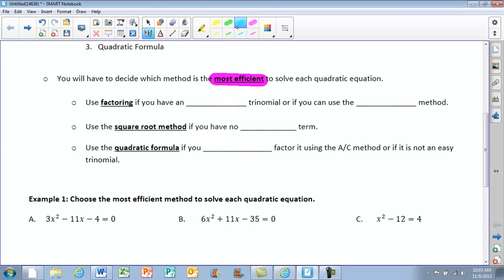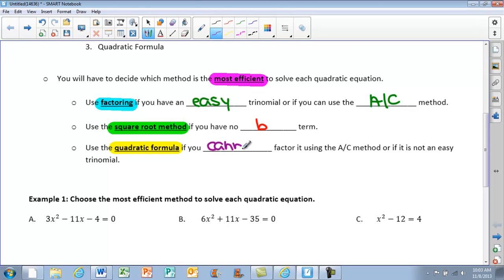What we mean by most efficient is which way is going to be the quickest and the easiest for you to solve. We want to always make sure we use factoring if we have either an easy trinomial or if we can use the AC method. We will then want to make sure we use the square root method, and remember this from that video, if we have no B term. Lastly, we're going to use our lovely quadratic formula if we cannot factor it using the AC method, or if it's not an easy trinomial.